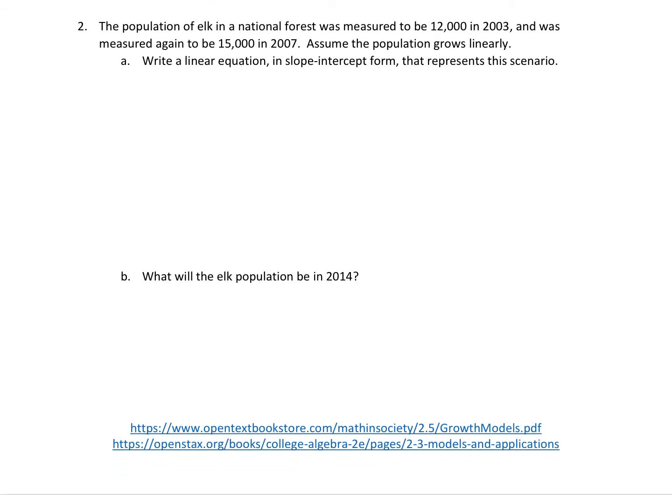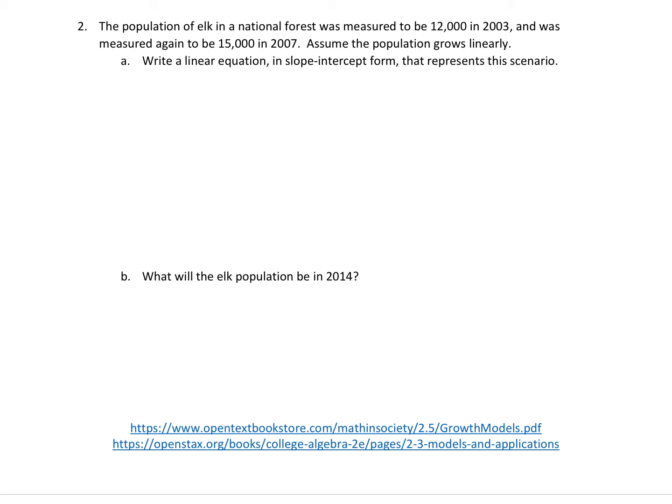So before I start number 2, I will just point out I used 2 different books for reference to find these word problems. One of them is the Open Text Bookstore, Math and Society by David Lippman. I got a couple of these from that one, and then I also got an example from the OpenStax textbook. So both of these, the URLs are there. Feel free to check them out.